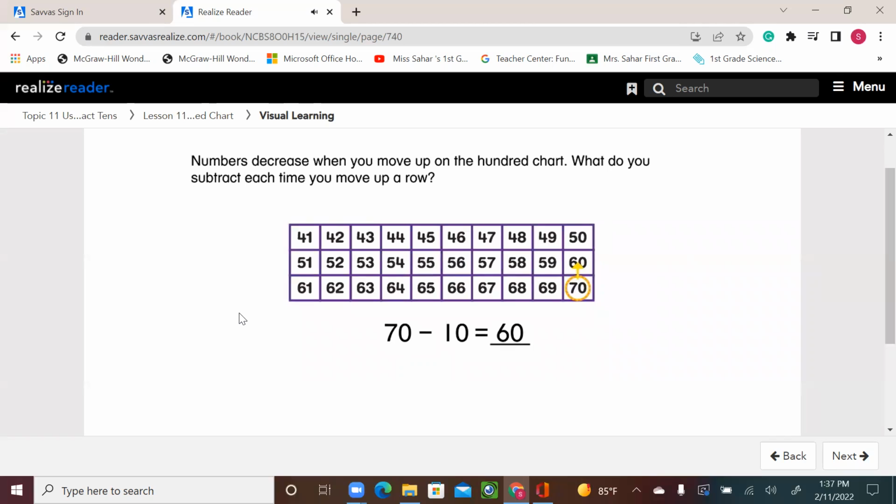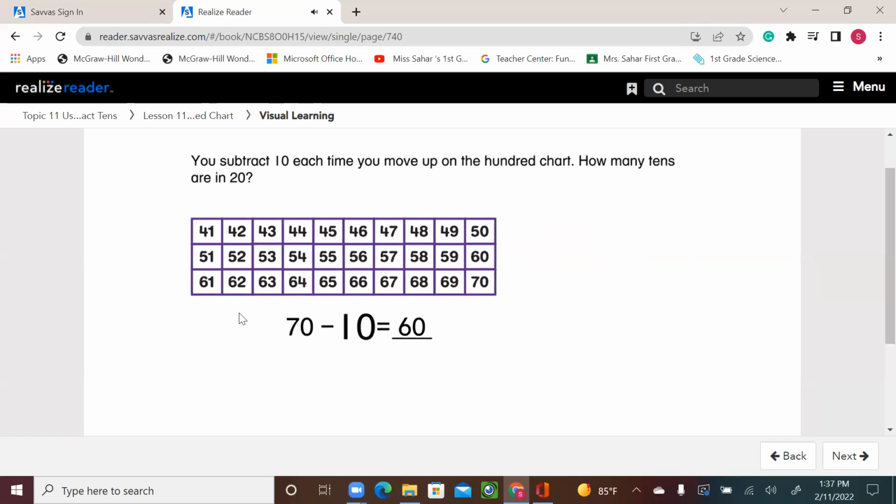Numbers decrease when you move up on the 100 chart. What do you subtract each time you move up a row? You subtract 10 each time you move up on the 100 chart.